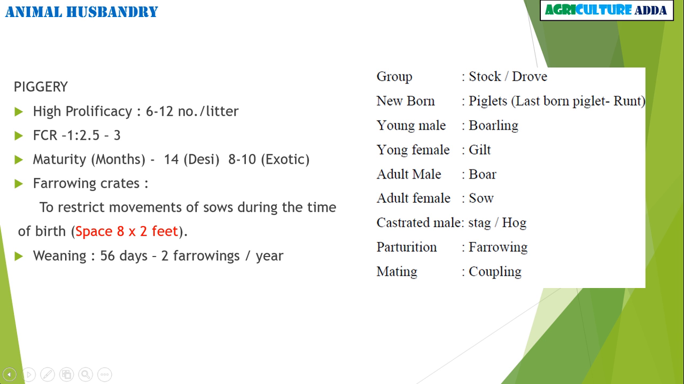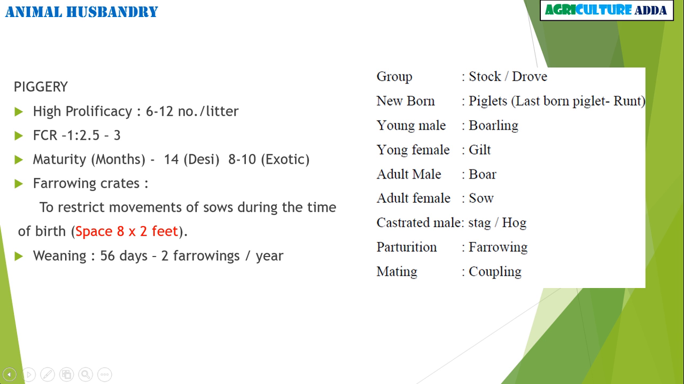This is about some of the points about piggery. High prolificacy, that is 6 to 12 number per litter, and FCR is 2.5 to 3, and maturity is for desi it is 4 months, and for exotic it is 8 to 10 months. And about farrowing crates, that is to restrict movements of sows during the time of birth, space required is 8 to 2 feet. Sows means female pigs.